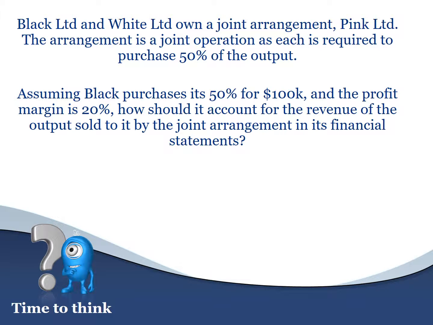In this first example, you have two parties, Black Limited and White, which are party to a joint arrangement, Pink Limited. The arrangement is a joint operation as each is required to purchase 50% of the output. Assuming that Black purchases its 50% for 100,000 and the profit margin is 20%, how should it account for the revenue of the output sold to it by the joint arrangement in its financial statements?